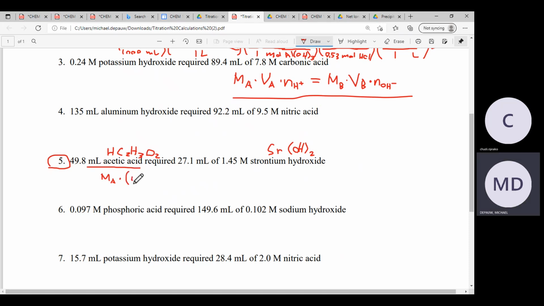The volume is 49.8. And that's the nice thing about the titration equation. As long as the volumes are the same unit, you don't need to put it in any specific unit. If they're both gallons, that's fine. If they're both quarts, that's fine. If they're both milliliters, that's fine. Whatever, as long as the unit is the same, then you're okay. If the units are different, then you have to convert one of them into the other and make them the same. So 49.8 milliliters. And how many acidic hydrogens are in HC2H3O2?